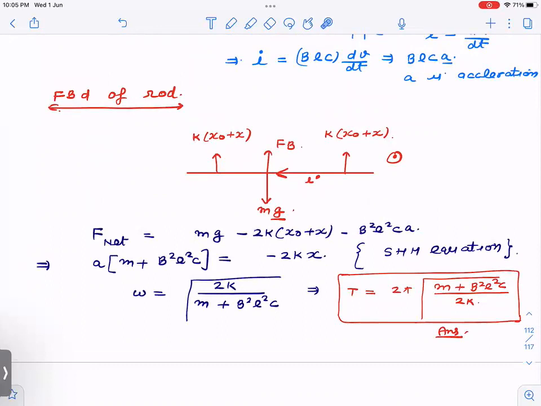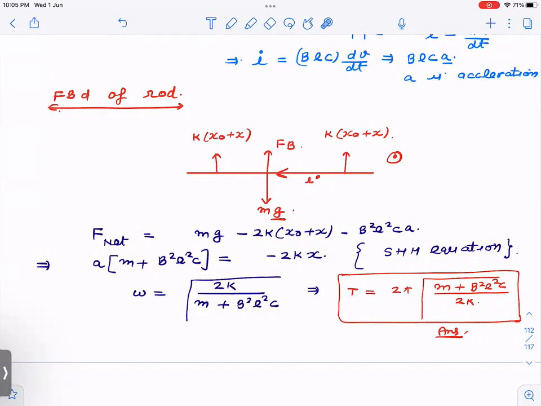Fine. Is that understood? Now after that, see, from the equilibrium equation, 2kx0 is equal to mg, so this and this will cancel. Now F net I am writing as ma. That step I have not written. So F net equal to ma. I can take a common and you get (m plus B square L square C) a, and this is equal to minus 2kx, right, from here. Remember, 2kx0 cancelled with mg. So this is the equation of SHM, you can see, right? So a is proportional to x. And then this is omega squared, and time period is 2 pi by omega. Fine. So that's it.